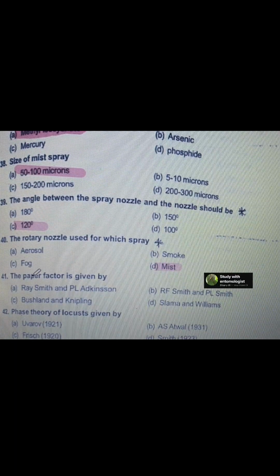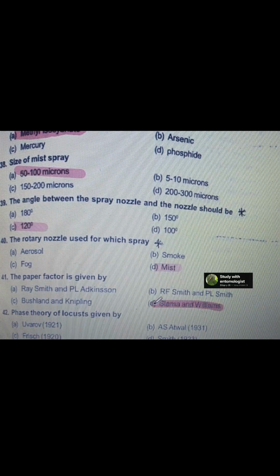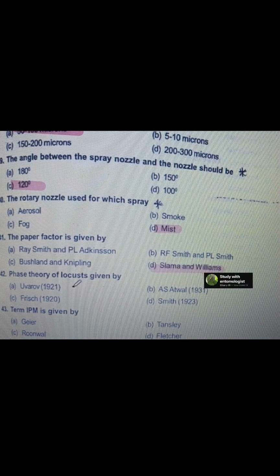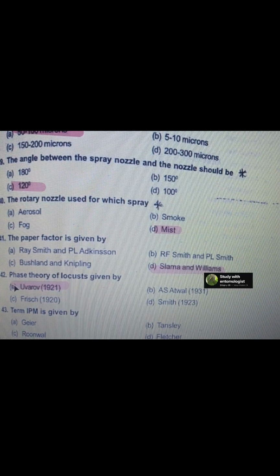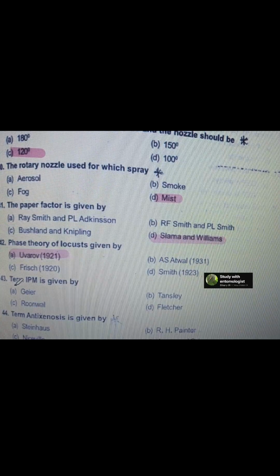Next question is paper factor is given by, so it is given by Slama and Williams in 1966. Next question is phase theory of locust given by, so it is given by Uvarov in 1921, in which he explained how locusts go from solitary to gregarious.